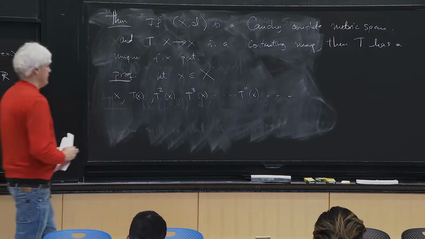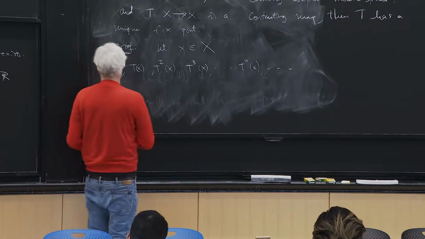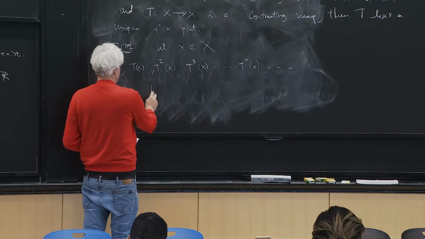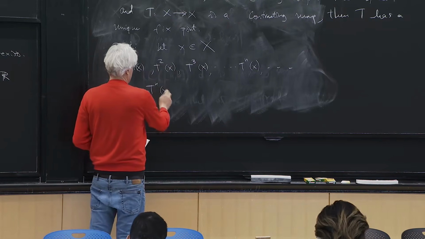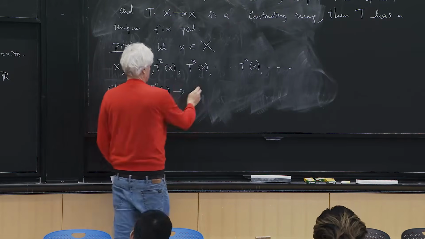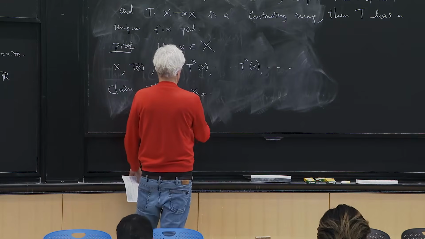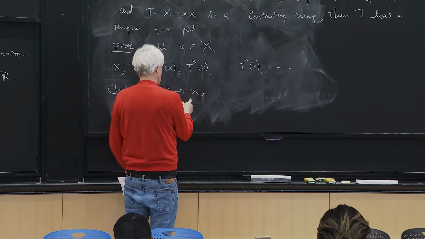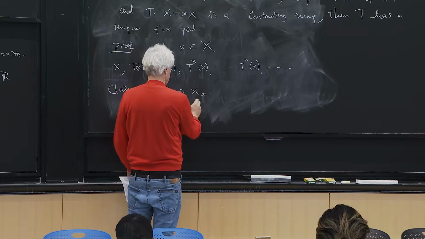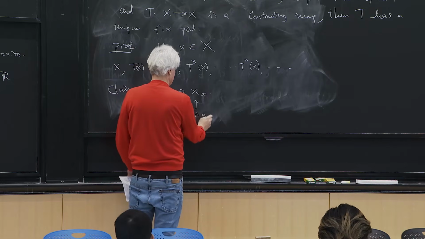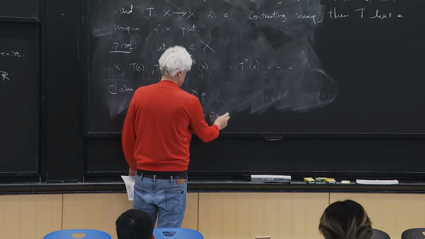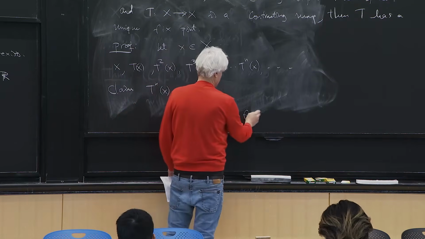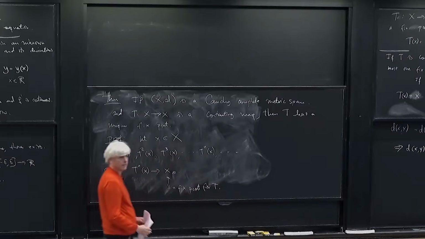And now the claim is that this sequence here converges, and the limit here is a fixed point for T. So that's the claim, okay?